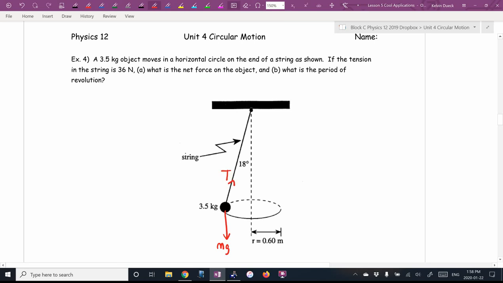Am I going to go components here? No, because the circle itself is horizontal. Instead, I'm going to add these together. How might I add these together? Draw them. Draw the easiest one first. So I'm going to draw mg. And then I'm going to draw, stop there. And there is FC from the tail of the first to the tip of the second. I have a lovely right angle here.